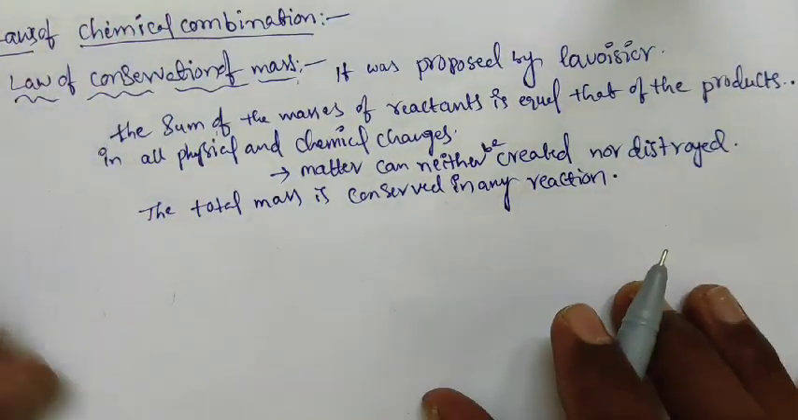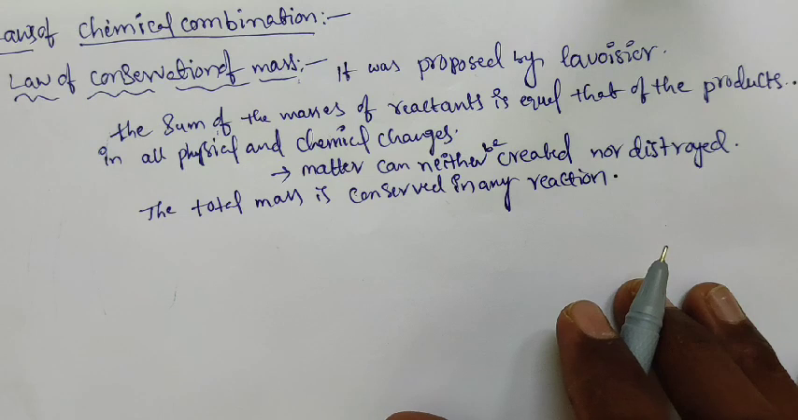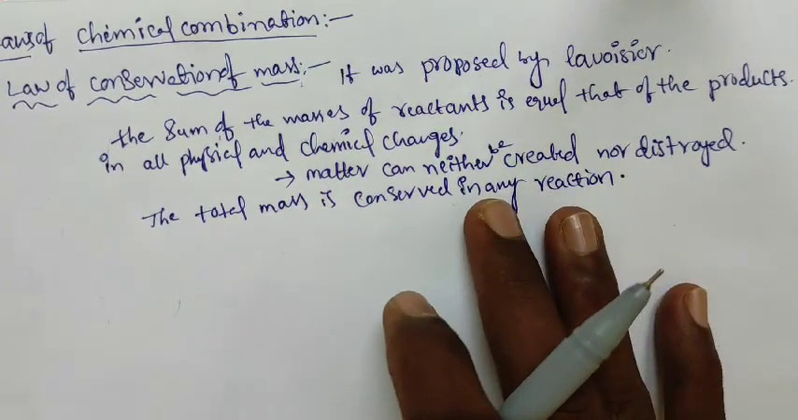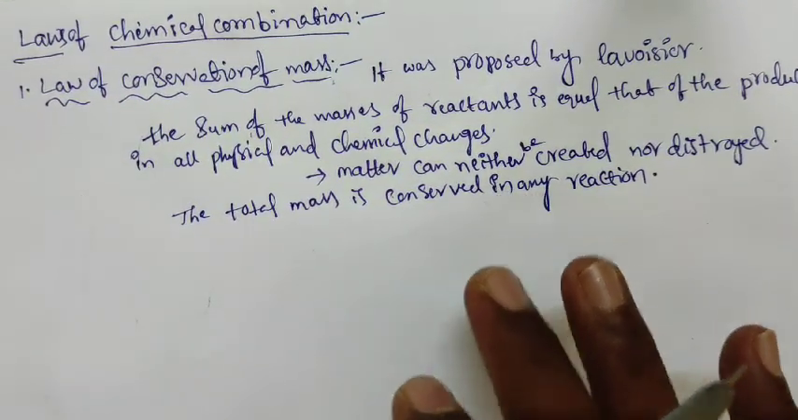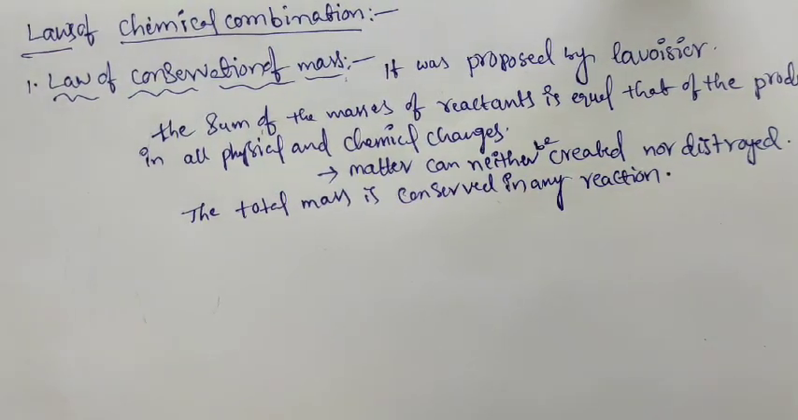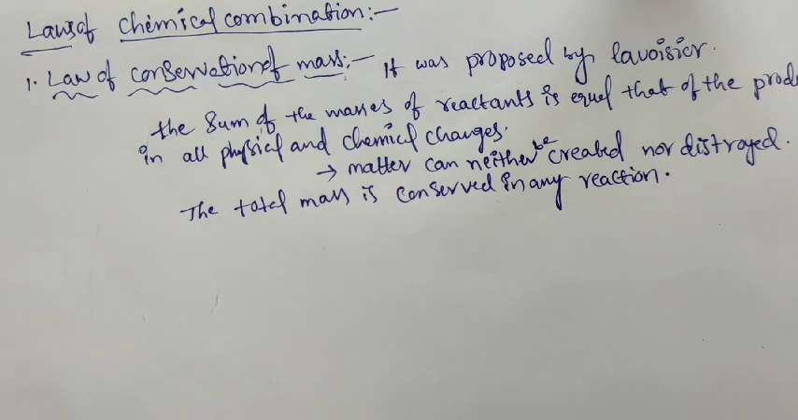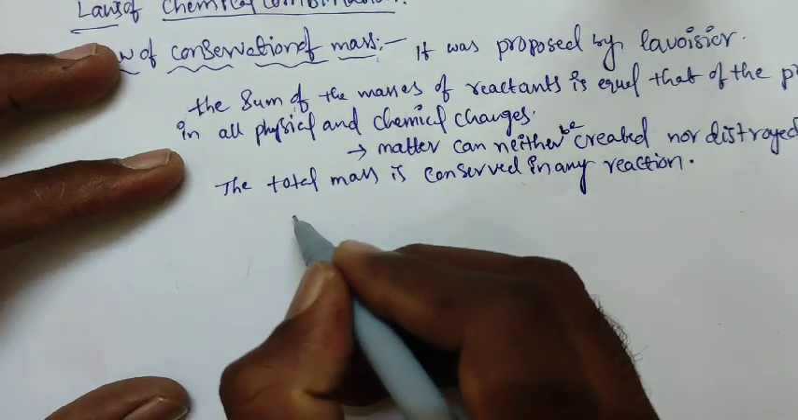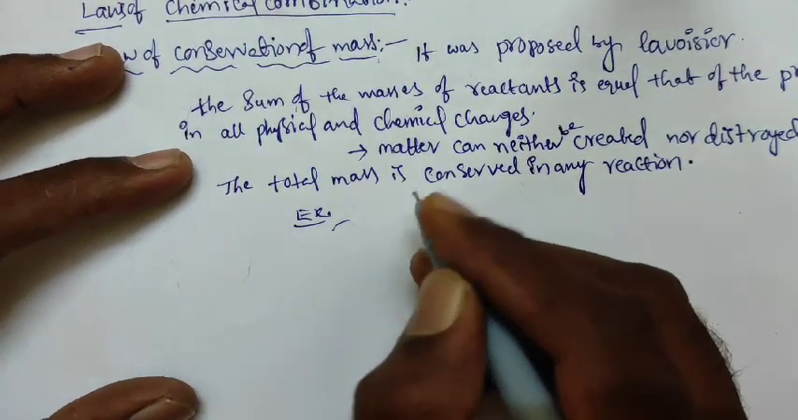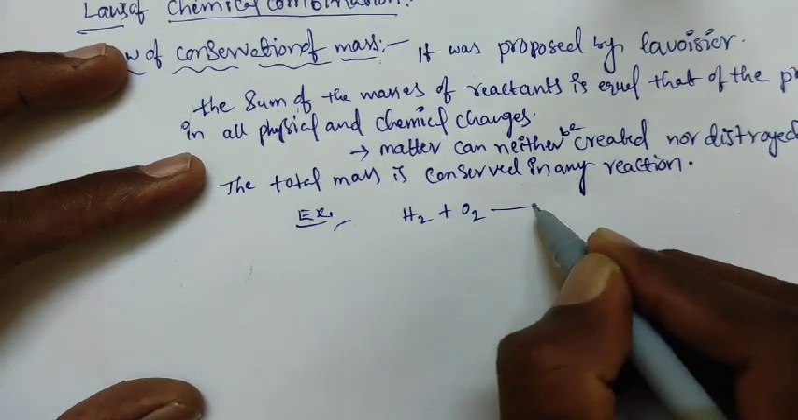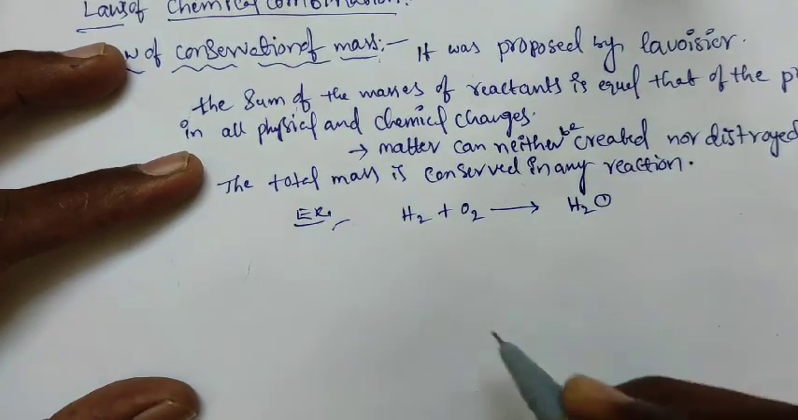So this is about the law of conservation of mass. That means reactants mass is equal to products mass. Always in a chemical reaction, reactants mass is equal to products mass. So now we will take one example. Hydrogen gas burning in the presence of oxygen, we will get water.